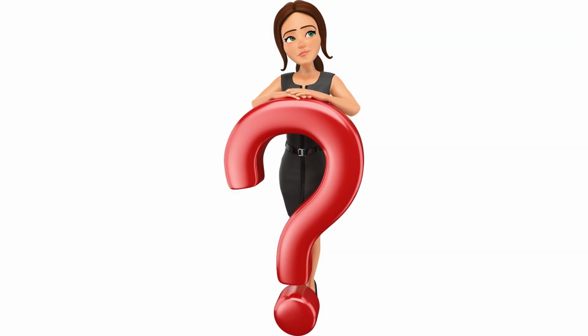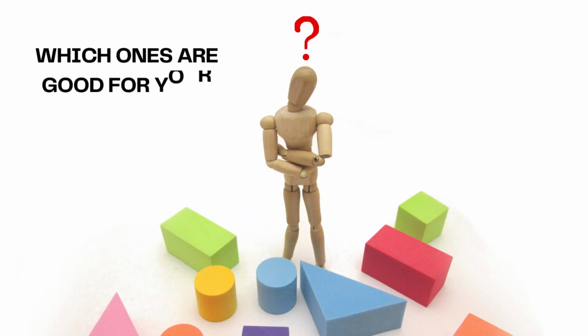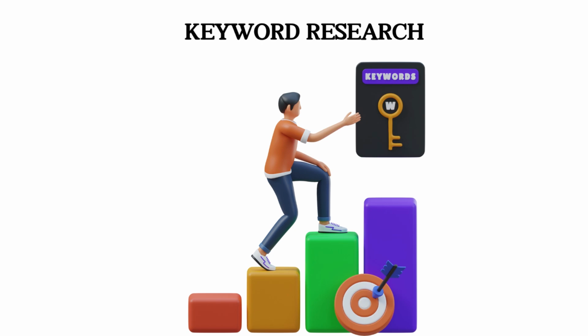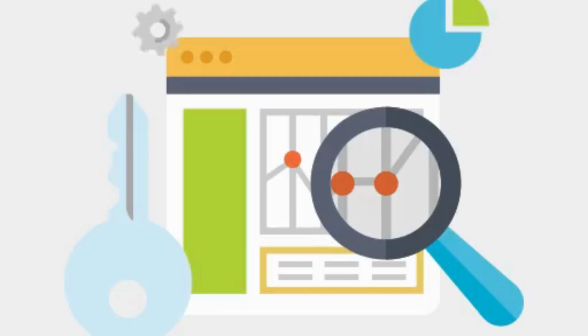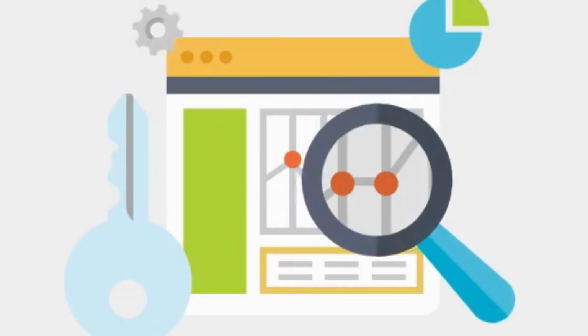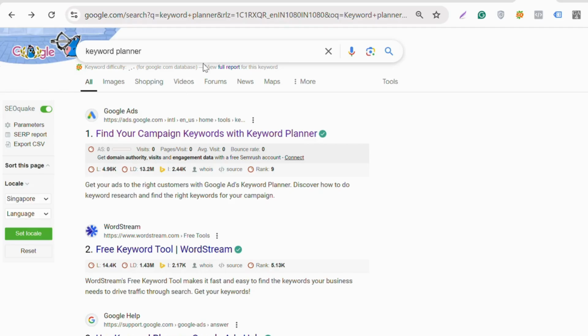Now, the big question is, how do you know which keywords people are searching for and which ones are good for your business? The answer lies in keyword research, and there are many tools available for this. But one of the best tools is Google Keyword Planner. Now I'm going to explain how to use Keyword Planner.